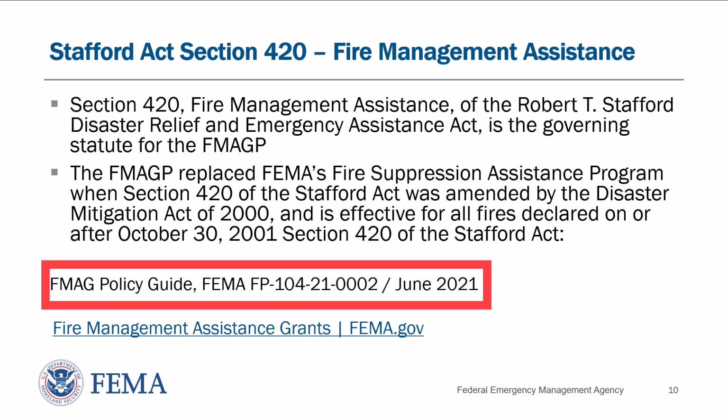Here's a copy of the policy guide. If you go to FEMA.gov, go to the search box and type in FMAG, it will take you to this site where you'll find all the documentation that is needed for a fire management assistance grant, and also a copy of the policy guide.